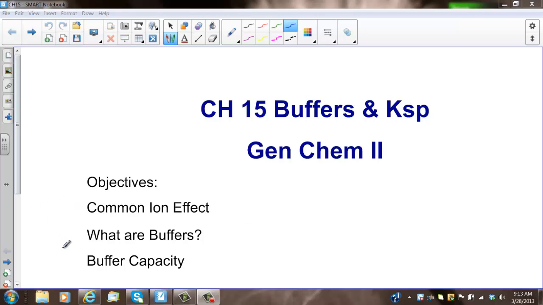Okay, this is Chapter 15, Buffers and Ksp. Historically, this is probably the hardest unit that we will do the entire semester, or actually the entire year. What we're going to talk about today are the common ion effect, what buffers are, and buffer capacities.